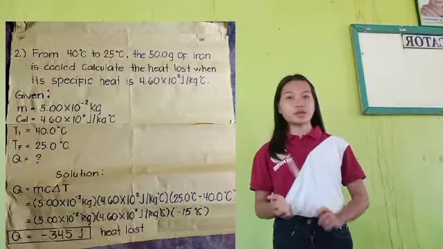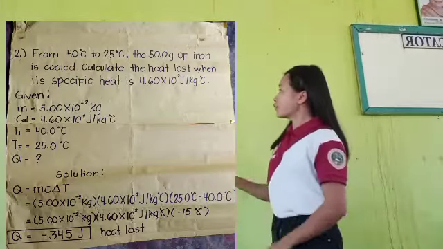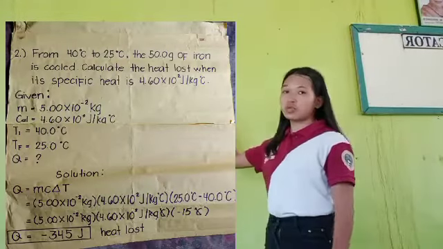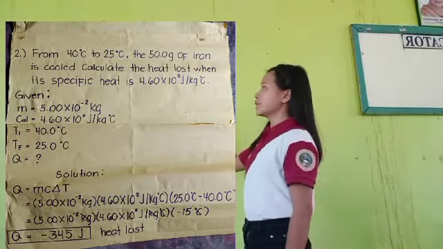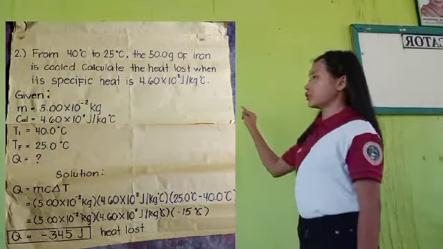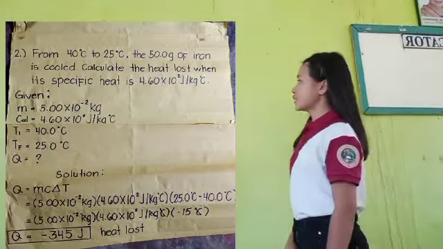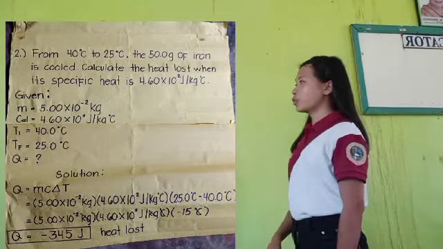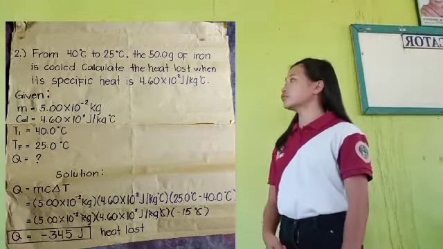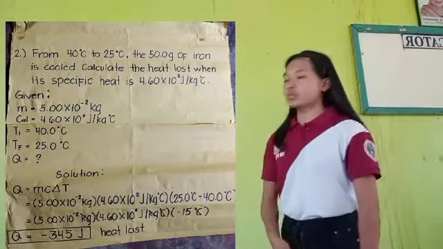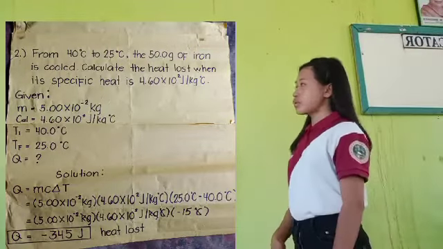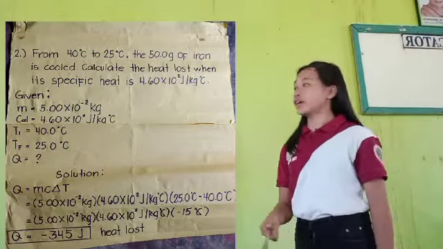Second sample problem. From 40 degrees Celsius to 25 degrees Celsius, the 50 grams of iron is cooled. Calculate the heat loss when its specific heat is 4.60 times 10 to the power of 2 joules per kilogram degree Celsius. So next, let's look for the givens.